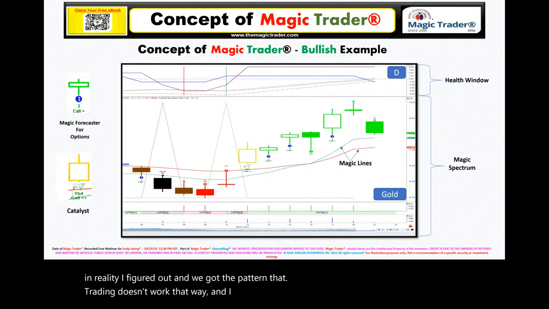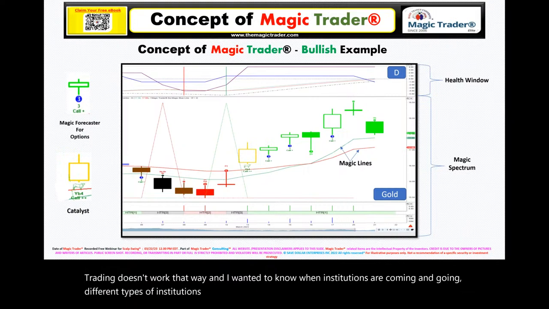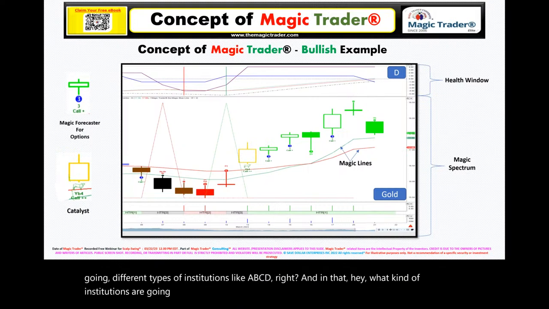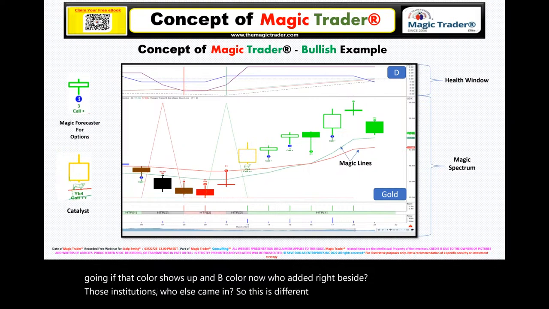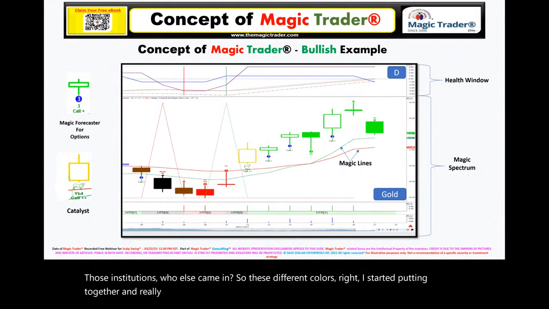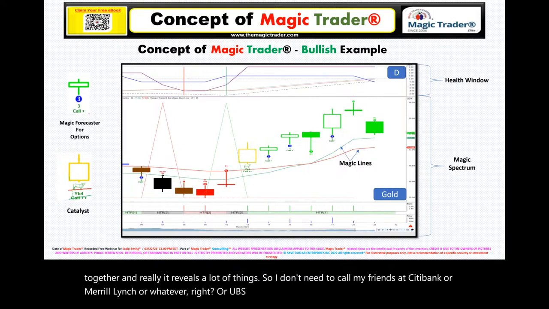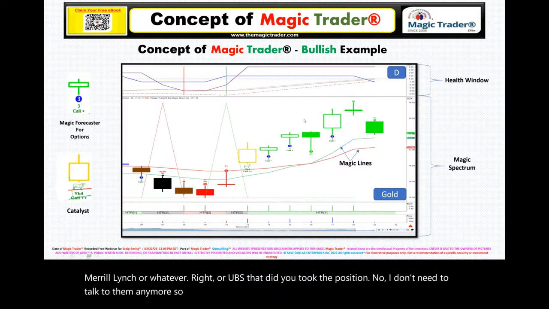I wanted to know when institutions are coming and going, different types of institutions, like A, B, C, D. And in that A, what kind of institutions are going? If that color shows up, then B color. Now, who added, beside those institutions, who else came in? So I started putting these different colors together, and really it reveals a lot of things. So I don't need to call my friends at Citibank or Merrill Lynch or UBS to ask, did you take the position? No, I don't need to talk to them anymore. So this candle color reveals those things.